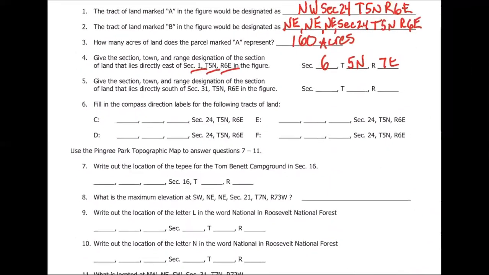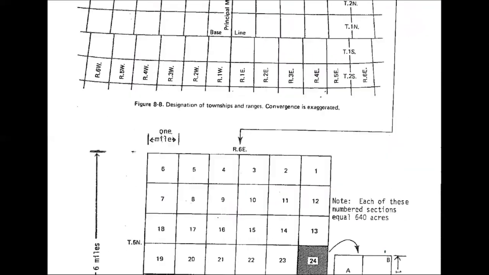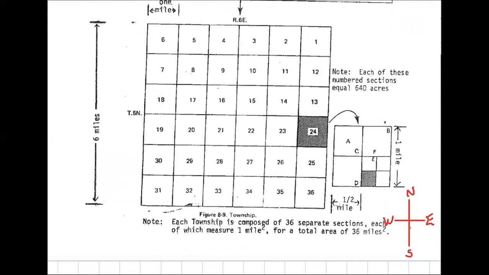Let's do another one. Give the section, town, and range designation of the section that lies directly south of section 31 in the township and range that we were in, which is 5N 6E. So let's go to section 31, and then we're going to go south by 1. Where's section 31? Well, that is right here in the lower left. So if we go down to this section, again, outside the map, we don't know what it is yet. We're going to figure it out.